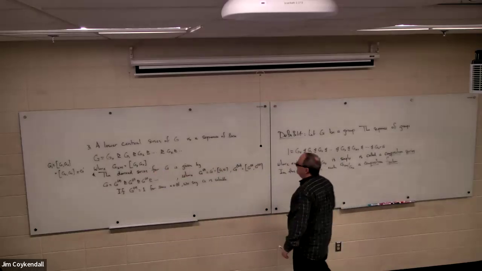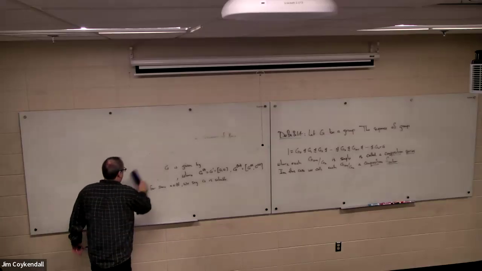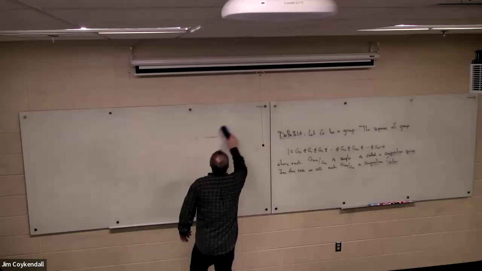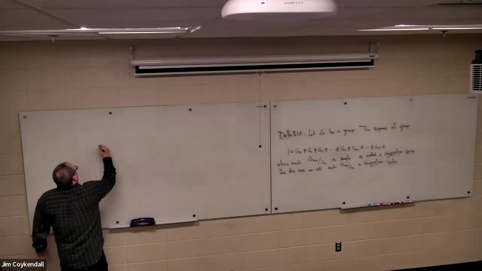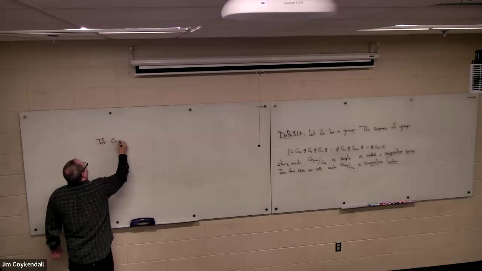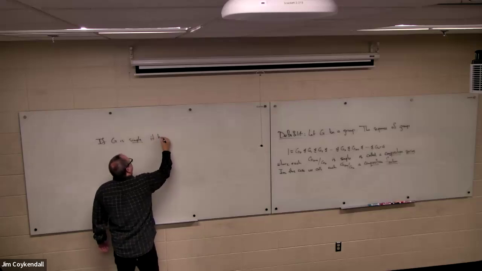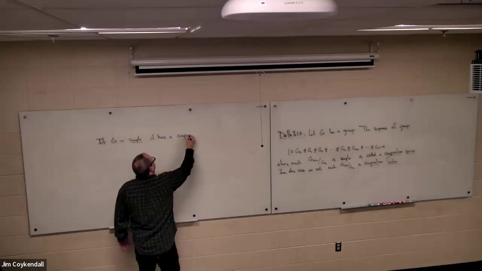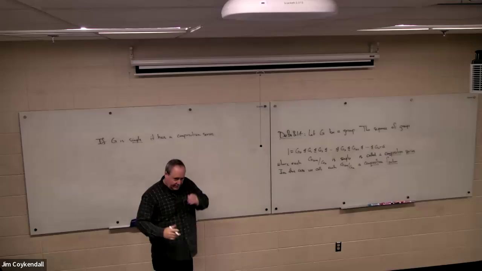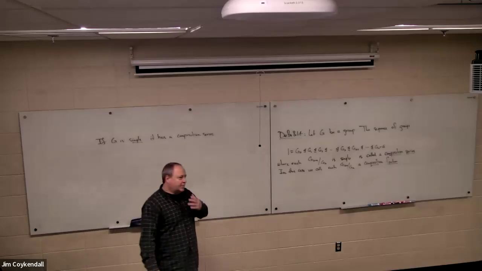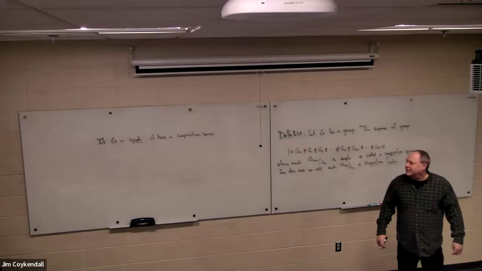I claim, well, first, let me make the observation. If G is simple, it has a composition series. So I want to look at a couple of examples of composition series. If G is simple, if it's a simple group, it's got a composition series. Can anybody tell me what it is?